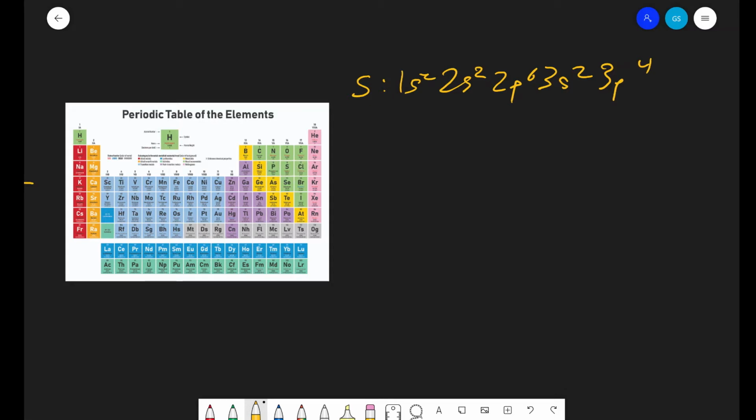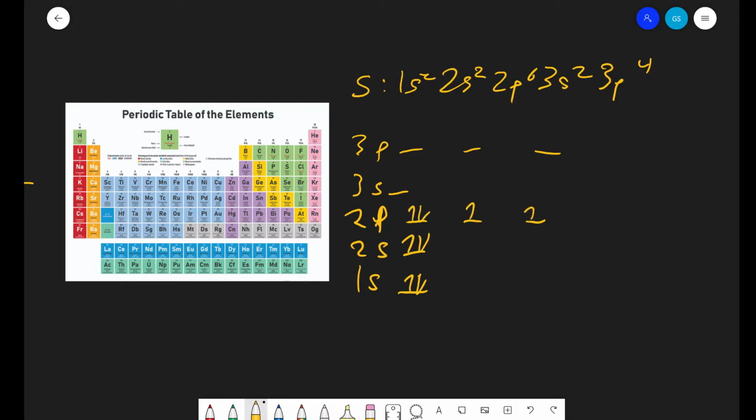Let's say I ask you to draw the energy level diagram: 1s, 2s, 2p, 3s, 3p, right? And let's just draw the electrons. Again, I do this just to demonstrate to you. You should do this as well. Don't just fill them all up, even though you know, just to establish that habit. Okay, 1, 2, 3, 4. All right, that's sulfur, right?